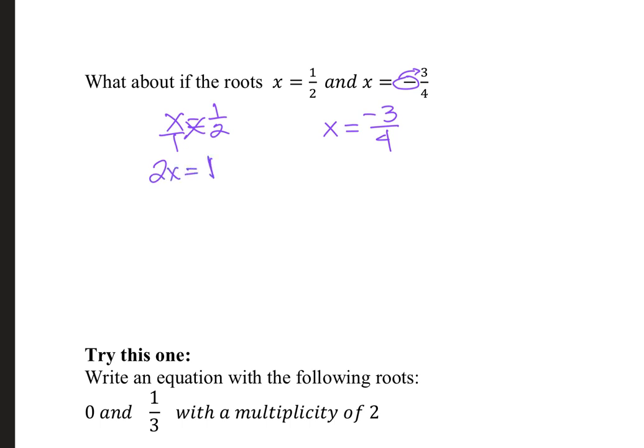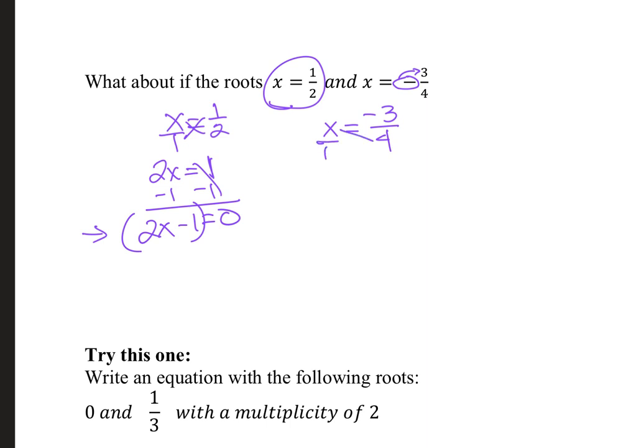And then we're just getting it equal to 0, so I'm just going to subtract 1. And that is it. It's not as bad as you thought, is it? So if the root is a half, the factor is 2x minus 1. So same deal here. We cross multiply.